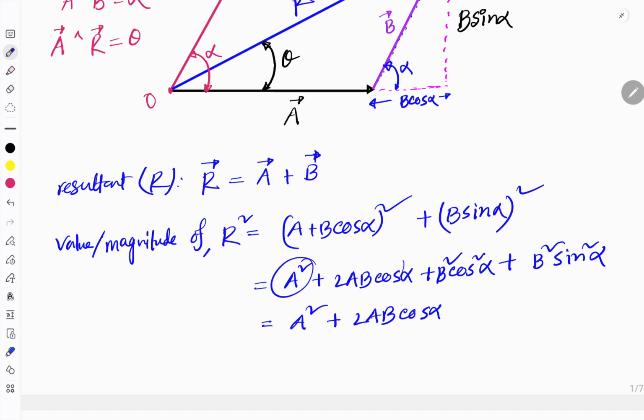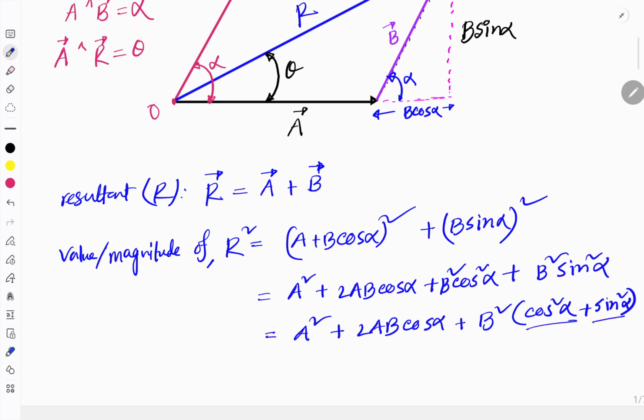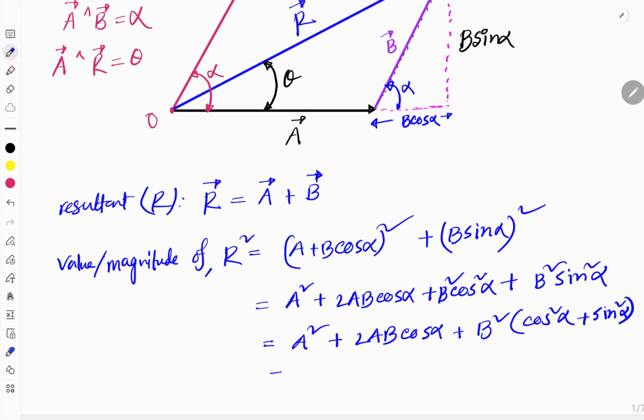So I have a square plus 2ab cosine of alpha, and then I can take b square as common from these two terms. So I can take b square, and then I have cos square alpha plus sin square alpha. And you know from your geometry course that cosine square alpha plus sin square alpha is equal to 1. So hence I get a square plus b square plus 2ab cosine of alpha, that is r square. Now if I want to find out r, I would take the square root, right?